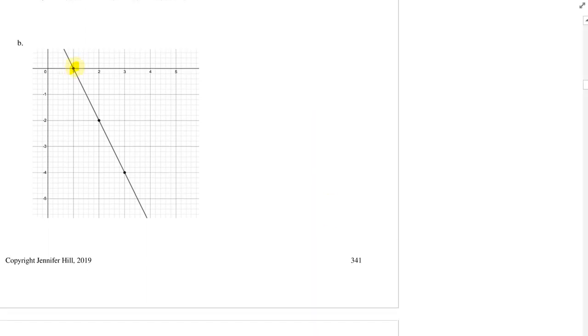Starting with the leftmost point over here, why don't you go ahead and count out the slope just using what you know so far. Hit play when you're ready to check.